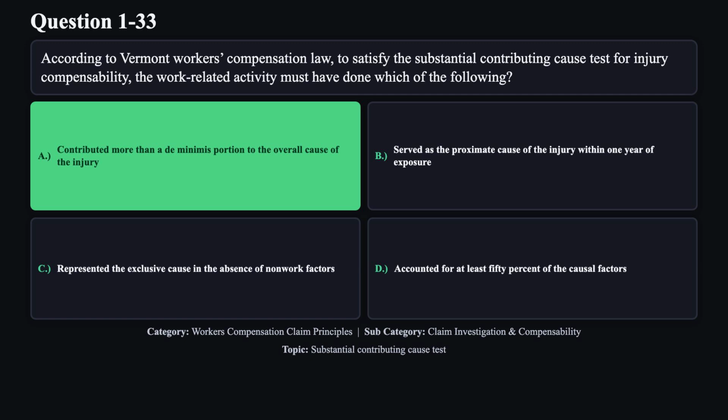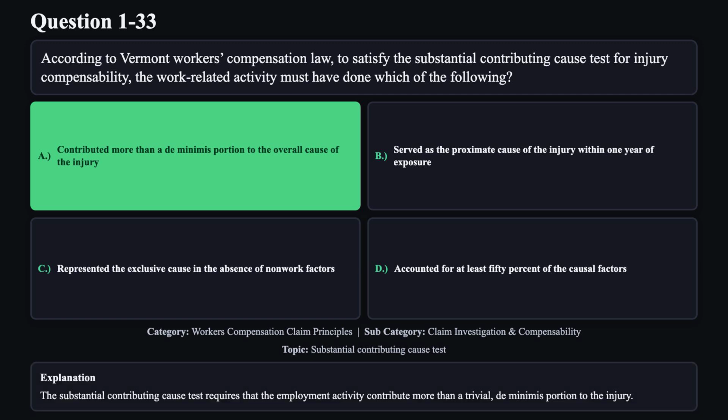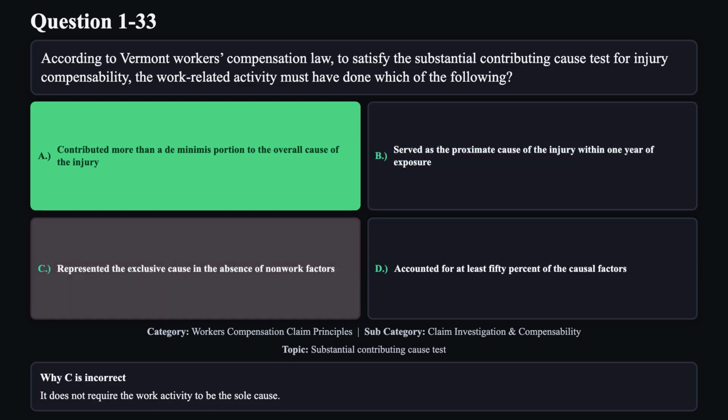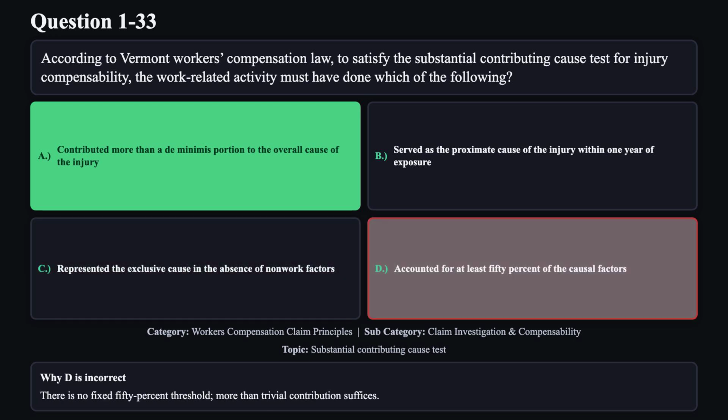The correct answer is A. The substantial contributing cause test requires that the employment activity contribute more than a trivial de minimis portion to the injury. Reason B is not correct. It does not impose a 1-year proximate cause requirement. Reason C is not correct. It does not require the work activity to be the sole cause. Reason D is not correct. There is no fixed 50% threshold. More than trivial contribution suffices.